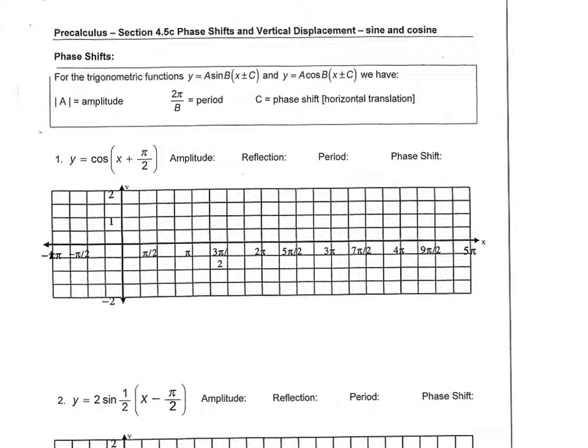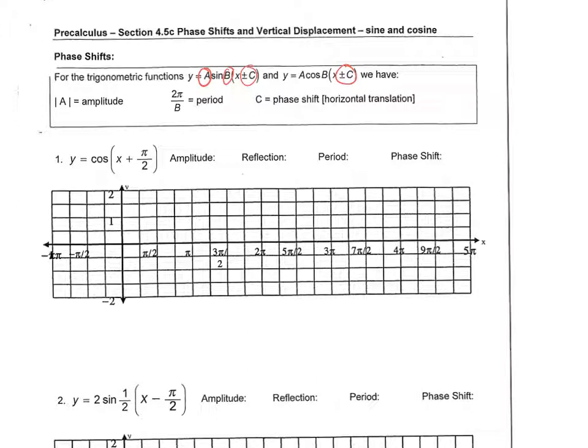In section 4.5c, we're now going to look at phase shifts and vertical displacement for both sine and cosine functions. So we're going to look at the same transformation with both parent functions. We still have A, where the absolute value of that number is the amplitude. 2 pi over B gives the period. And now, inside my parent function, we have plus or minus C, which is the phase shift.